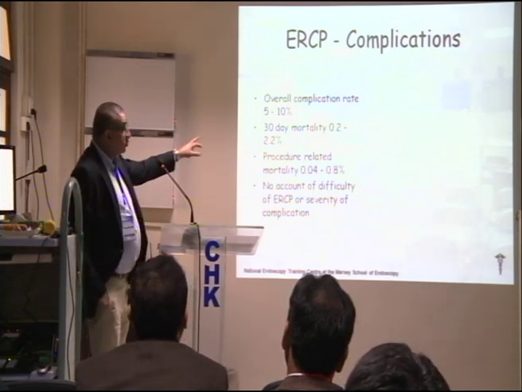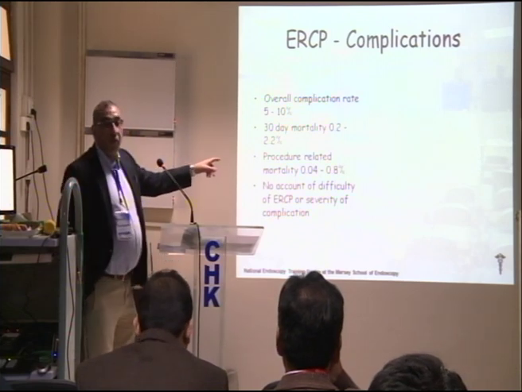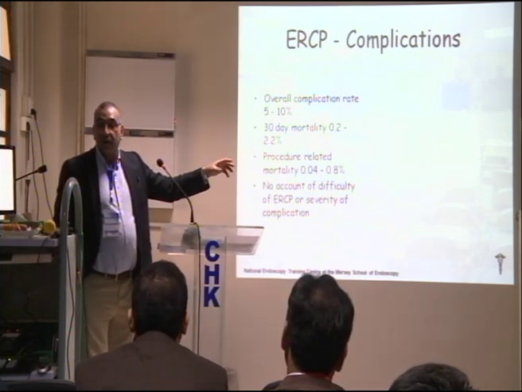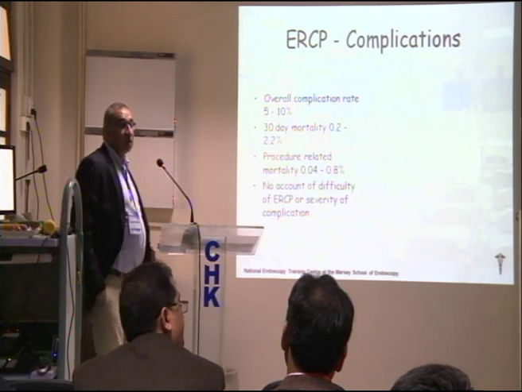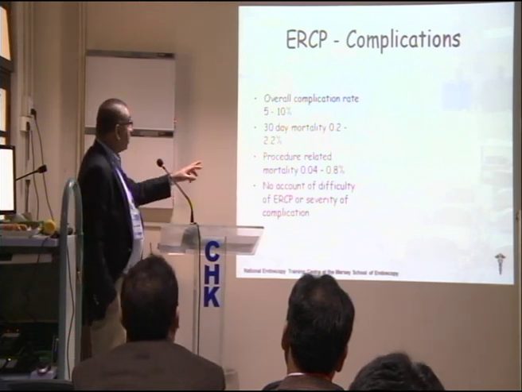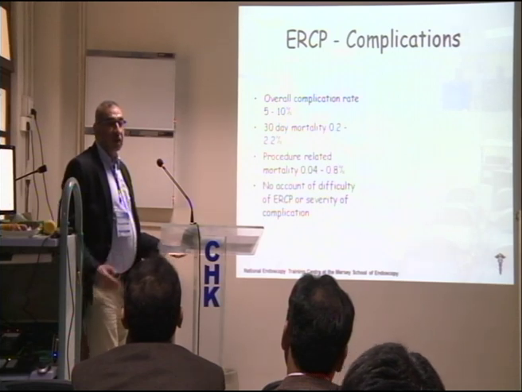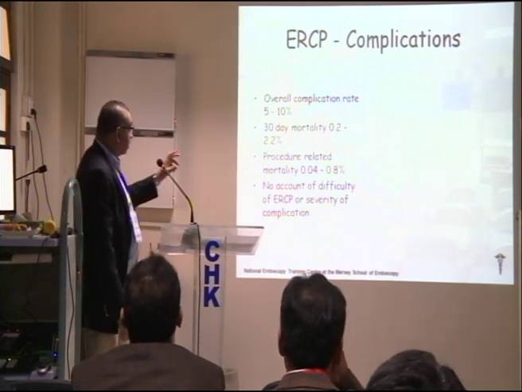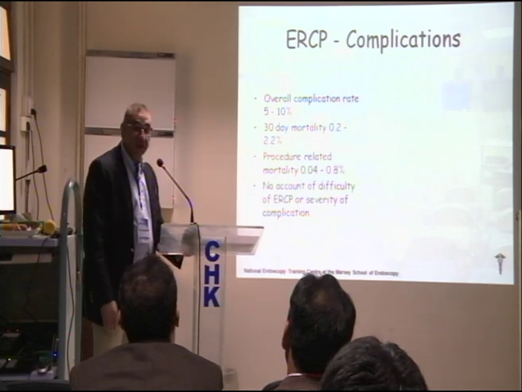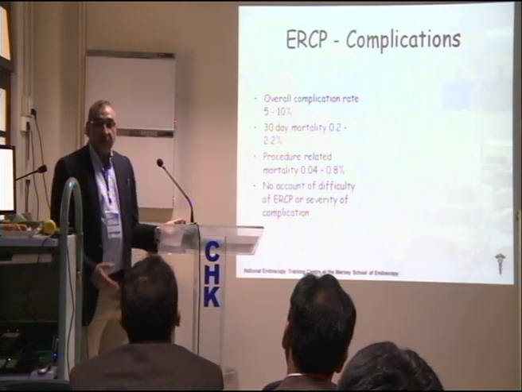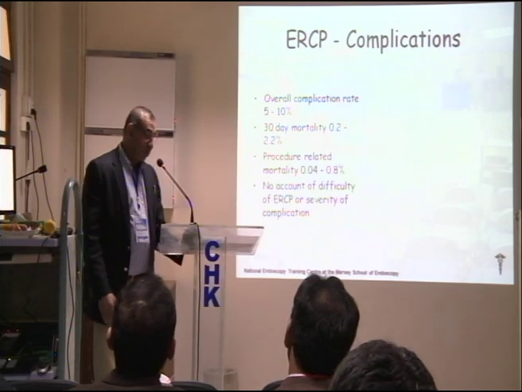Then when all-cause mortality was 0.2 to 2.2, but when they coned it down to procedure-related mortality, the mortality was 0.04%, which is 4 in 10,000. So 4 in 10,000 is mortality related to procedures, which is acceptable. There was no relation between the difficulty of the procedure and the mortality or severity of complications, because sometimes it can even happen in very good hands, but then again, if it keeps happening very often, then you have to think about why it is happening.